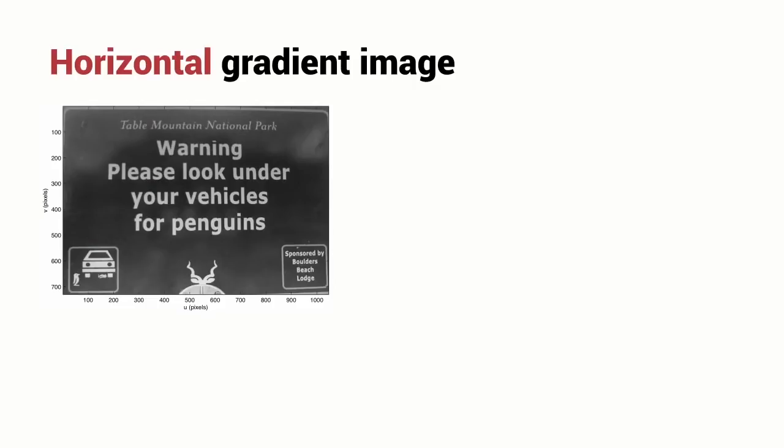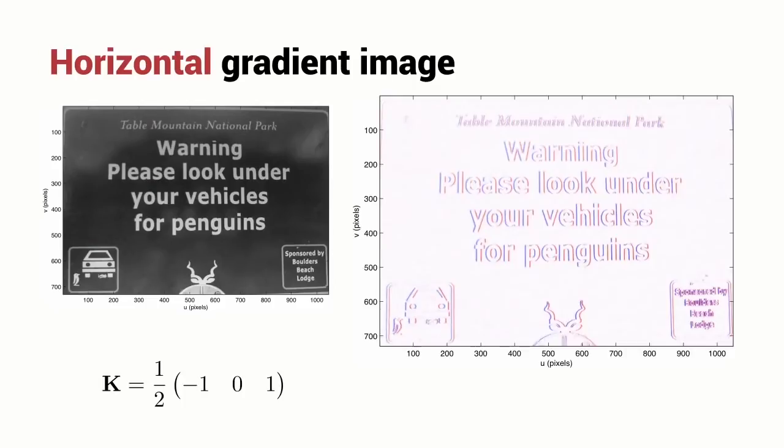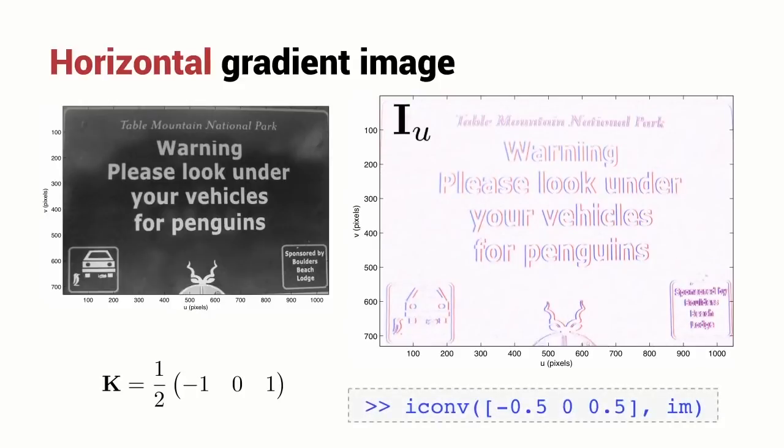Let's apply this to the image that we were looking at earlier, and we can do that quite simply using the toolbox function iconv. We pass in the first argument, which is the kernel, and the second argument, which is the image. What we can see here is that the left-hand edges of the letters are coded blue. That means that they have positive gradient. That's where the intensity is changing from the dark of the background to the white of the letters. On the right-hand side of the letters, where the intensity falls from white down to the dark background, it has a negative value, and this is shown as red.